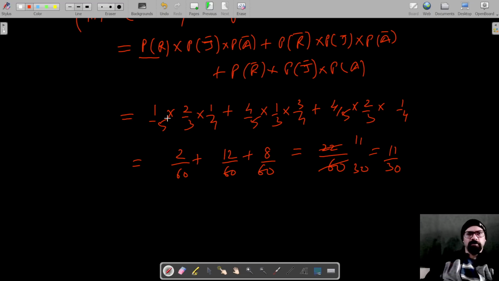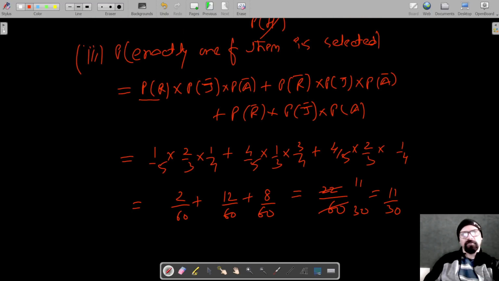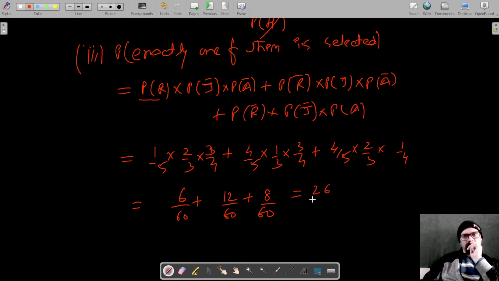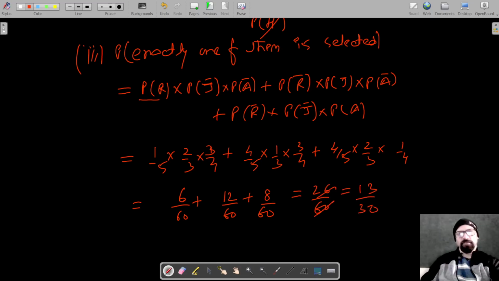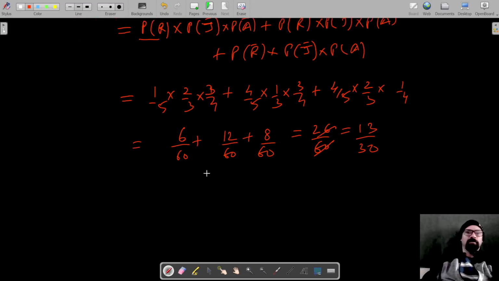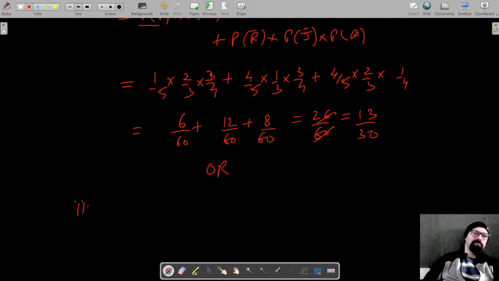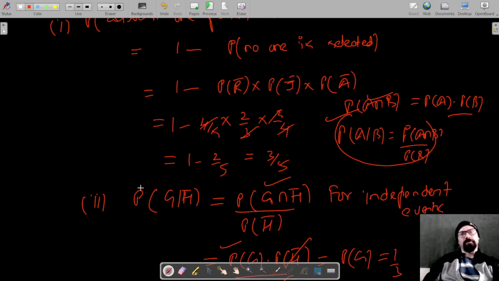Actually, the first term is 1 by 5, Jaspreet not getting selected is 2 by 3, and Alia not getting selected is actually 3 by 4. So this should be 6 by 60, and then 12 and 8, which totals 26 by 60, giving 13 by 30. So the answer is 13 by 30.